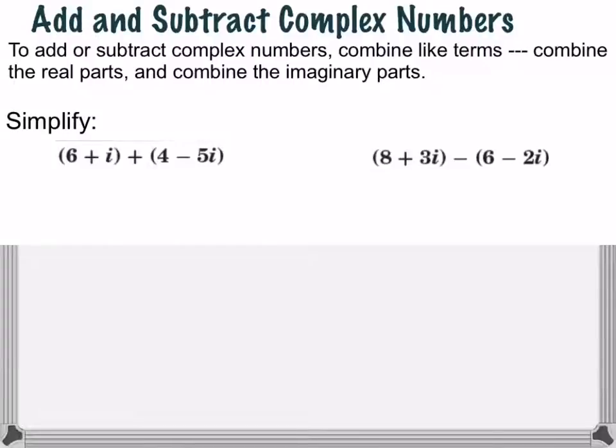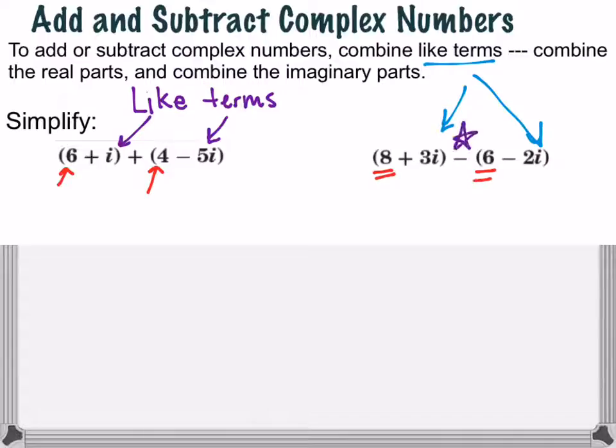Alright, so arithmetic with complex numbers. We're going to look for like terms, and since i is the square root of -1, it's basically like a radical, so we treat it the same way you would an x as far as combining like terms. So those are like terms, and those are like terms. The i's are like terms, and the numbers are like terms, but on this one we have the negative, so we got to distribute that first.